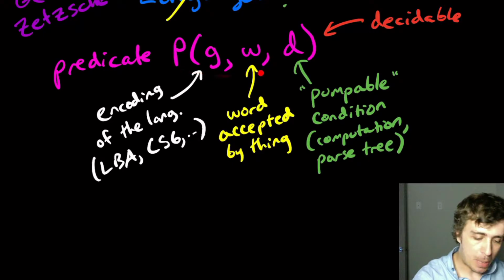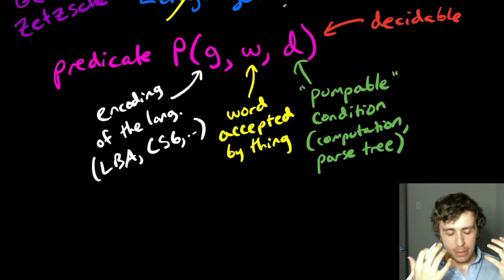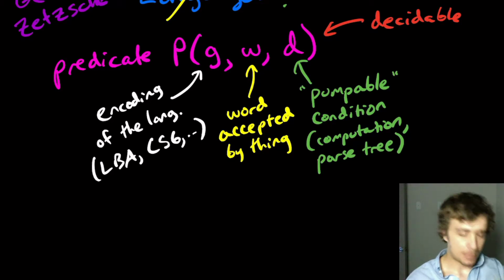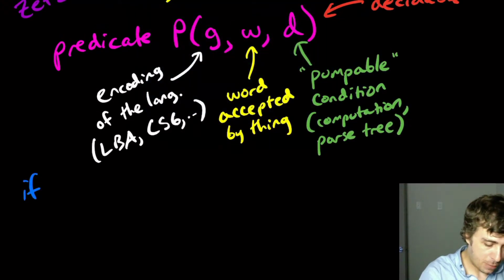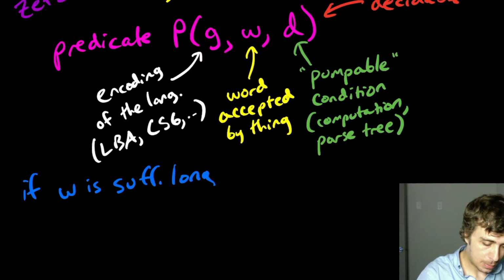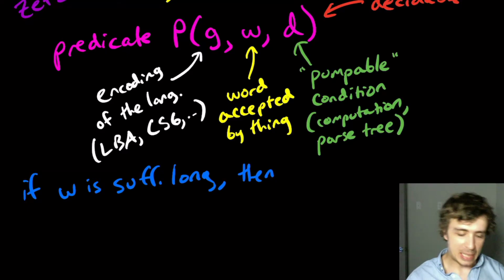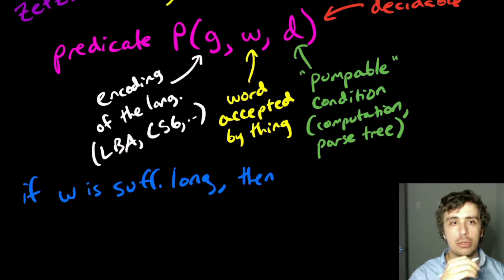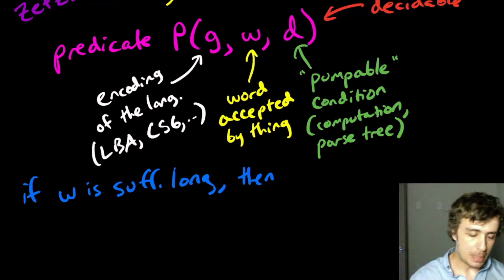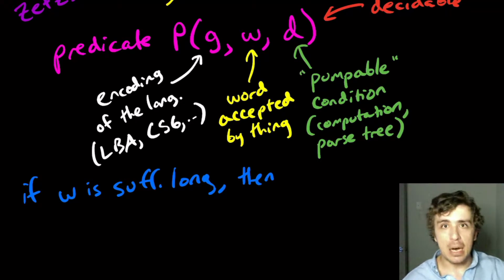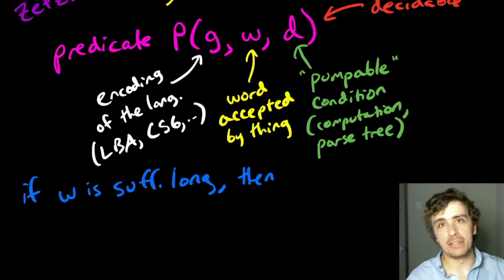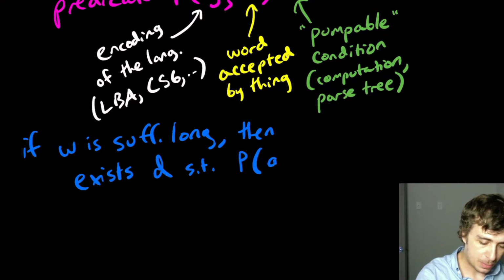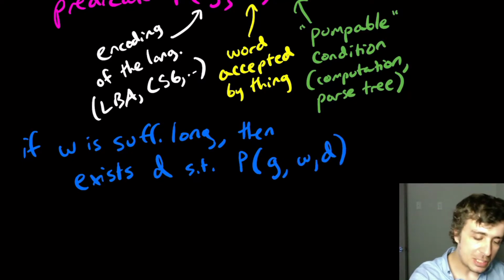Another condition is, well, think about how the pumping lemmas for regular and context-free languages went. They went by saying, if we have a string that's long enough, then for all strings longer than that, we have that property. So here, the additional property is that if W is sufficiently long, then there exists some kind of D, some kind of computation, some kind of parse tree, such that the predicate is true for this W. So if W is sufficiently long, then I can find a computation or a parse tree for this thing. Then there exists a D such that this predicate holds for G, W, and D. Okay, provided that it's sufficiently long. Cool.